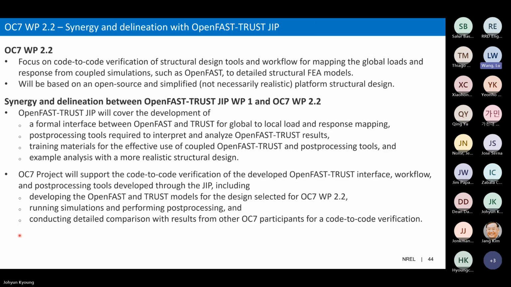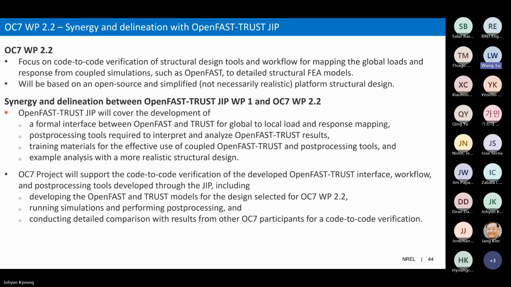So, all right. So yeah, just finally, just jumping ahead, we also have very close alignment between OC7 Work Package 2.2 planned for next year, and also the OpenFAST TRUST JIP. So both are focused on mapping the global loads from integrated load analysis to detailed FEA models for structural analysis. But we do have very clear delineation of the scope in this case.